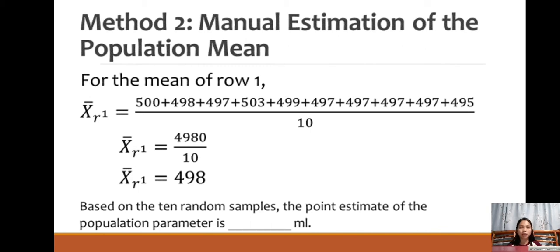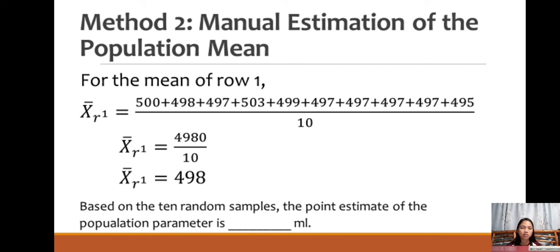So this is approximated, divided by 10. So we have 498. Okay, so since the first mean is the mean for sample 1, that is 498.